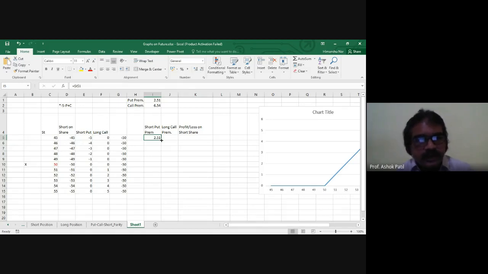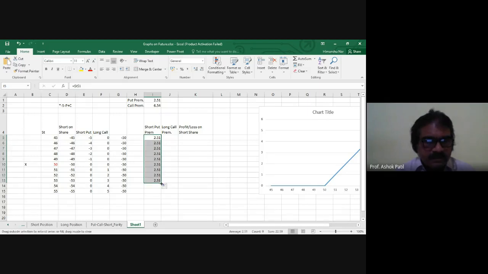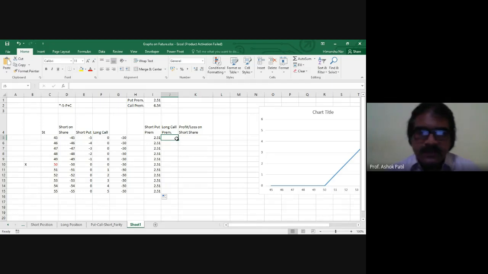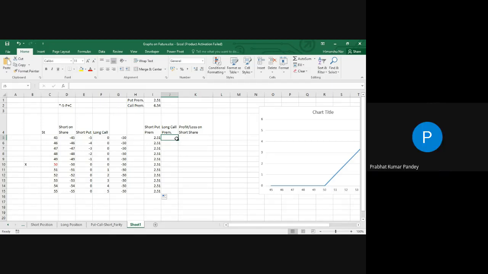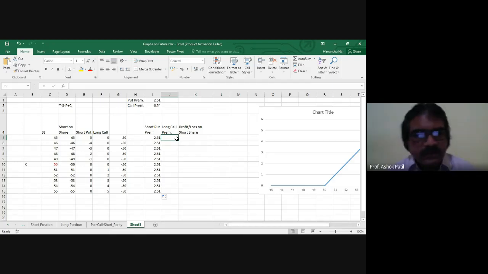Now, is it going to change because maturity price changes to 55? No, sir. It remains the same. You can just double click or drag the formula till down. Yes. So, Prabhat, did you understand this point? The premium which is received in the beginning has nothing to do with the ST, right?